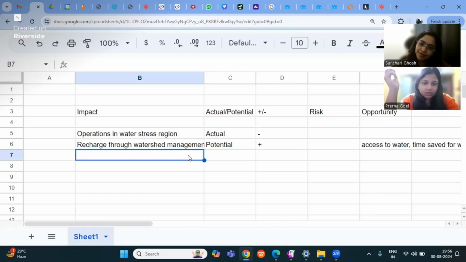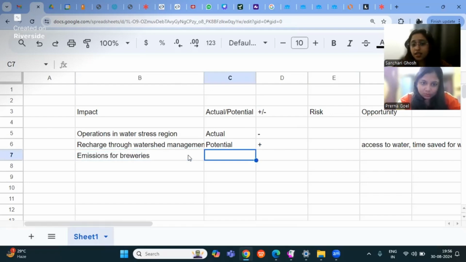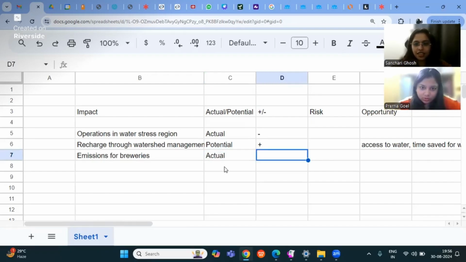Impact could be emissions from breweries. Emissions from breweries. Brewery. Fair enough. This is sure key. Done. And negative. क्या बात है? Oh. What would be my risk?